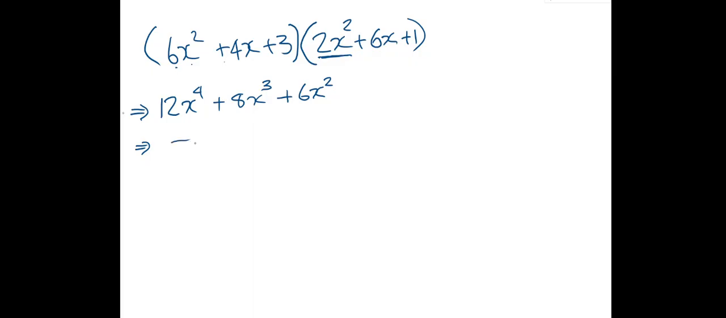Now, I'm going to leave a gap here. You'll see why in a second. I've done that. Now I'm going to multiply them all by that. So 6x squared times 6x, well, we multiply the coefficients and we add the indices. 2 plus 1, there is a 1 there even though it's not shown, cubed. 4x times 6x is 24x squared. And 3 times 6x is 18x.